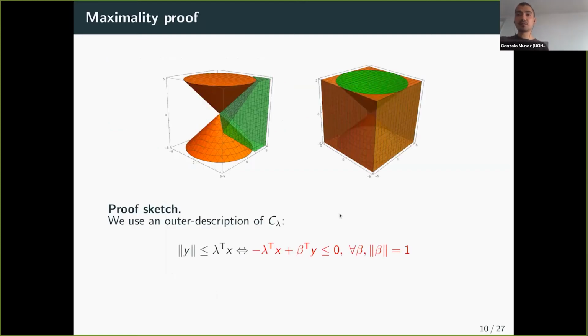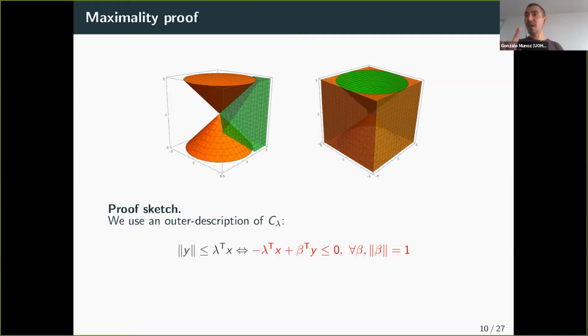So let's write that with math. So I can write the description of this set C lambda, of the green set. I can use another description in this form. So you can just take all the subgradients of the norm function. And you get this subgradient, so you get a family of inequalities parametrized by this beta, which is just a beta in the unit ball. Okay, so each point in the unit ball will give you a valid inequality that you just sort of go around.